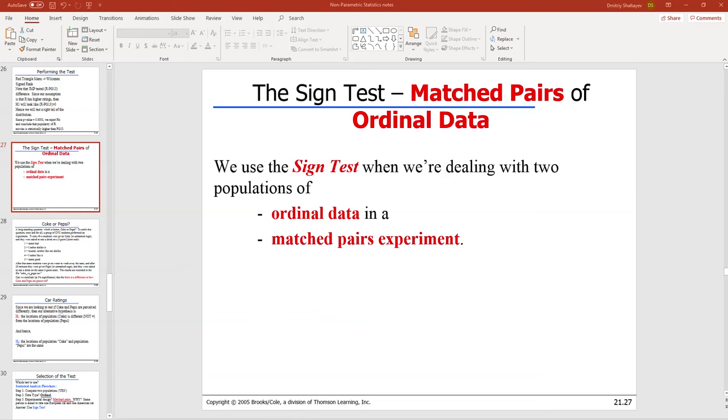Alright, so this is our second lecture, and probably the last lecture, on the non-parametric statistics. In the previous lecture we discussed, generally speaking, what the non-parametric tests are, and the bottom line of this discussion was that we use non-parametric tests when we're dealing with two or more populations of numerical data when the normality conditions are not satisfied.